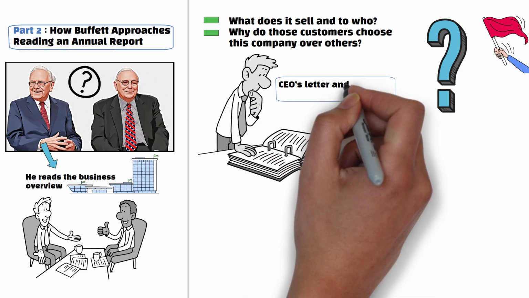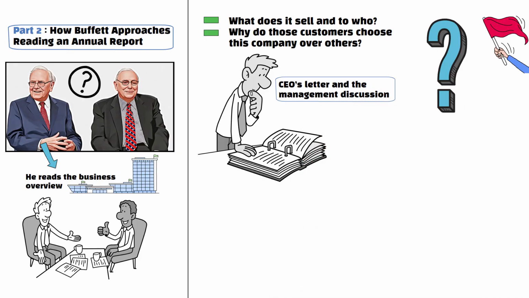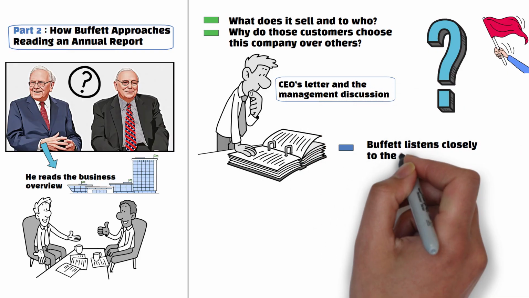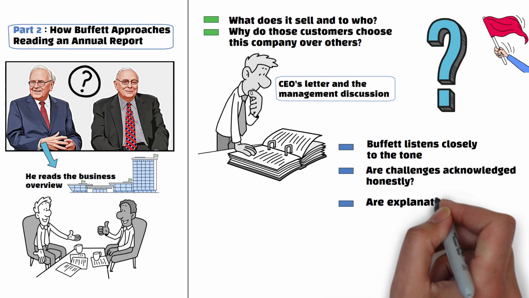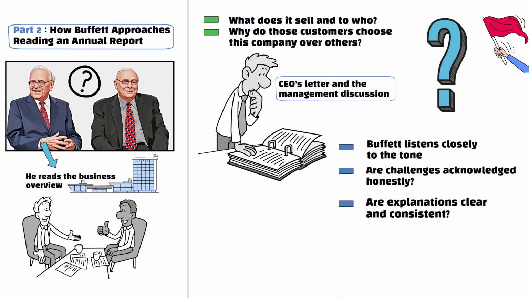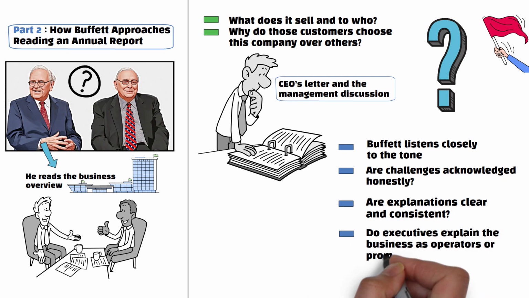Next, he reads the chief executive officer's letter and the management discussion, which help reveal how leadership thinks. Buffett listens closely to the tone. Are challenges acknowledged honestly? Are explanations clear and consistent? Do executives explain the business as operators or promote it like salespeople?